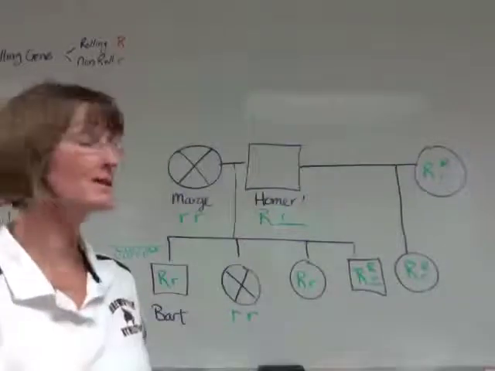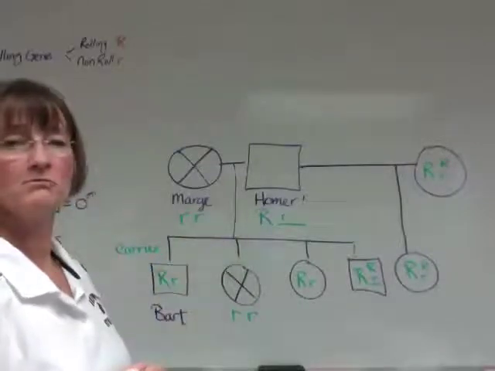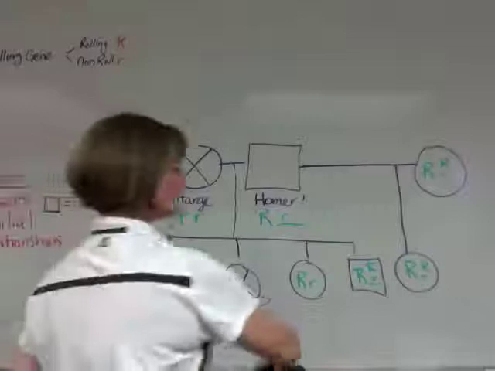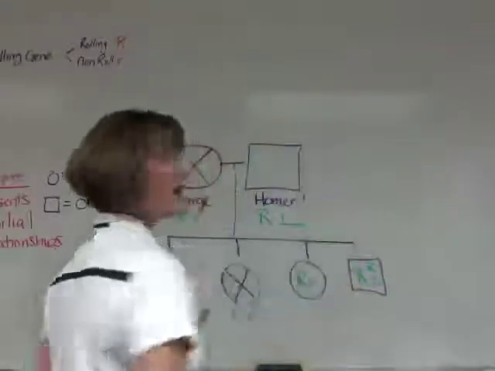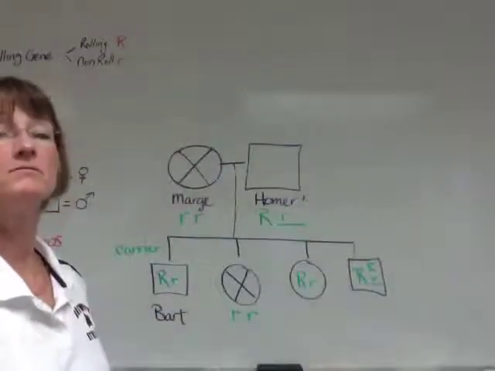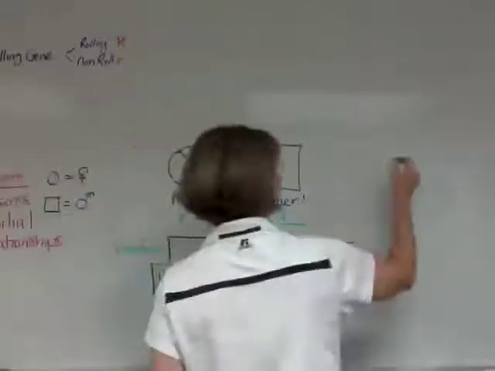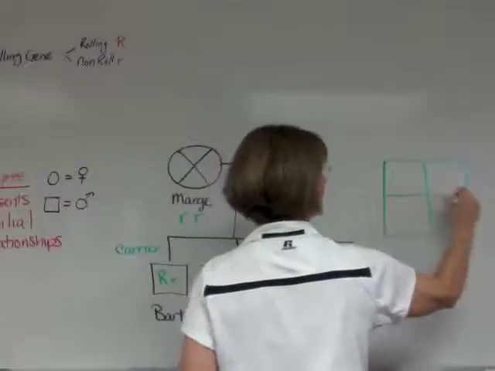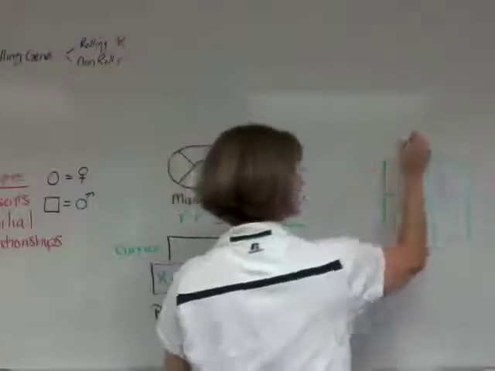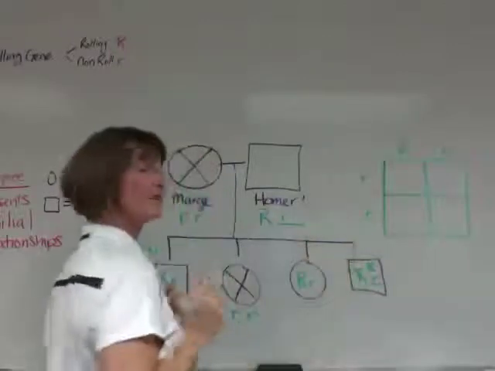So with that in mind, what I'd love you to do is, let's say that Marge and Homer are pregnant. I'm going to erase this one. Could we figure out what the chances are of Marge and Homer having a child who can or can't roll their tongue? Let's do a Punnett square. We take a look at a Punnett square for this. Homer could produce sperm that carry the dominant allele or the recessive allele. Marge can only produce eggs that contain the recessive allele.